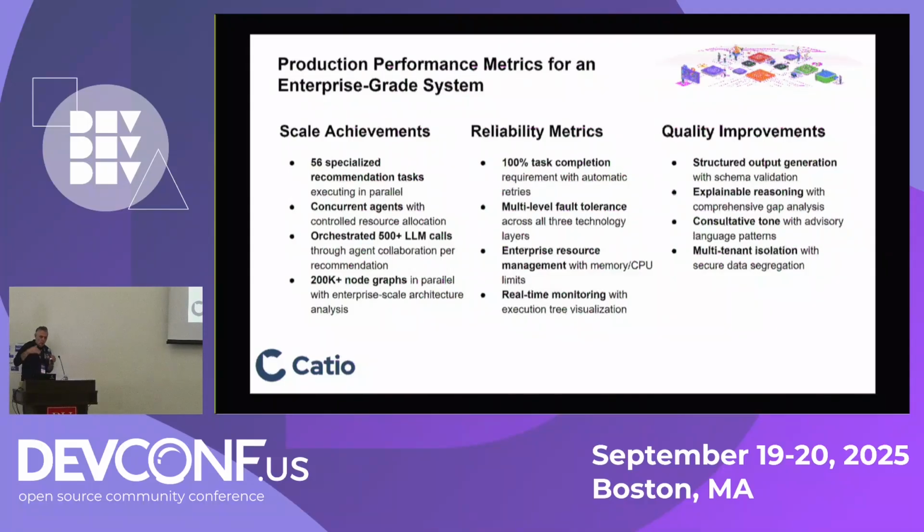Anyway, these are the reliability metrics that we're getting. At the end of the day, in terms of quality improvements, we're getting structured output generation with schema, and I'll show you in a second what that means. Explainable reasoning, and the tone is very consultative. The recommendations that the agent produced are very consultative in tone, and of course multi-tenant isolation, because we cannot not have this in an enterprise system, right?